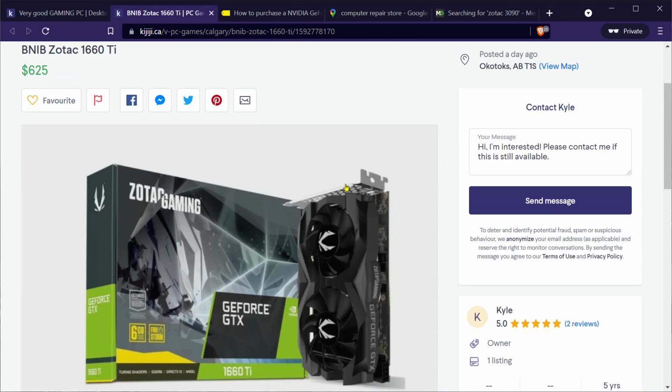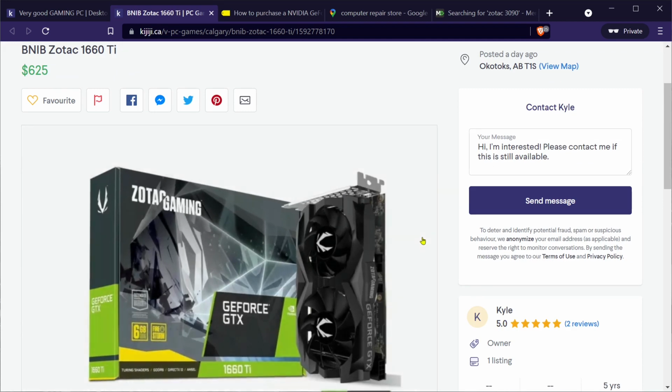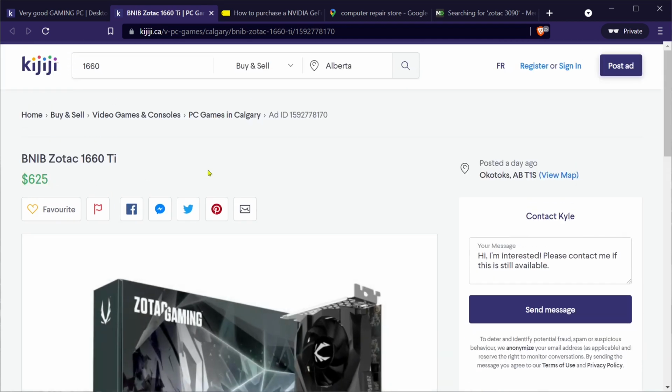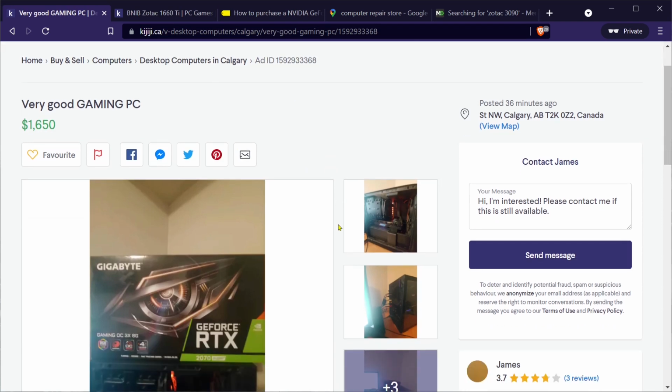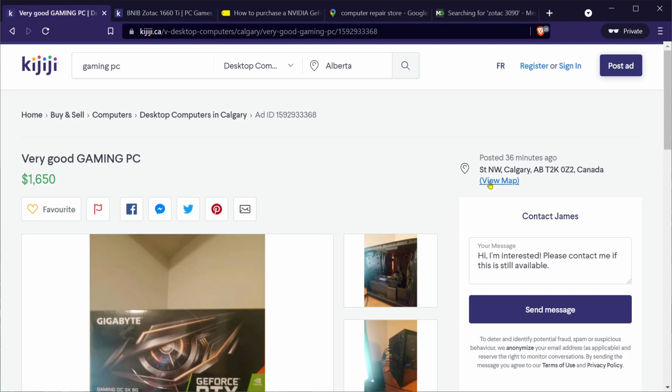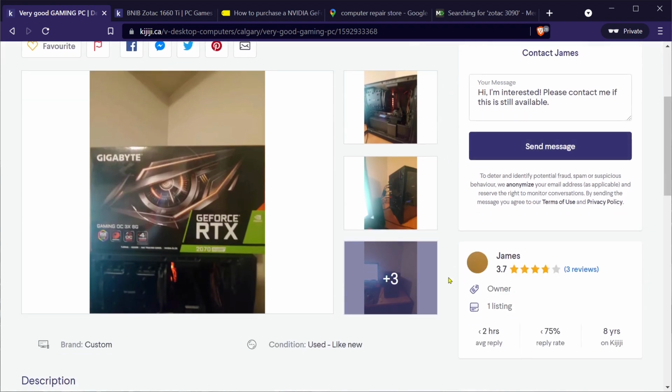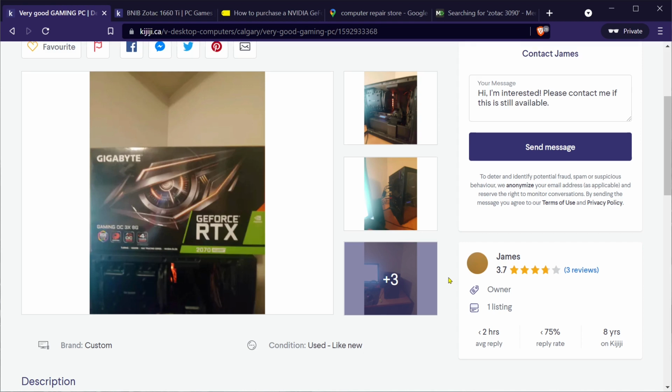Ignore that. I want your cards, Kyle, but not for $625. You gotta keep at it every day, multiple times a day. If you got some free time, you got these apps on your phone, just search them. Pretty sure on Kijiji you can set alerts, so if new cards pop up, you could do that. I personally don't do that, but it probably wouldn't hurt to do it.